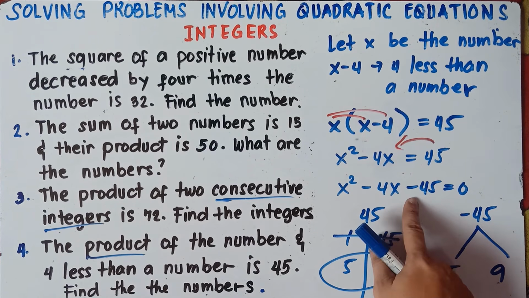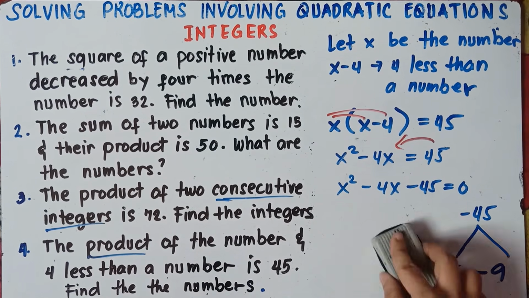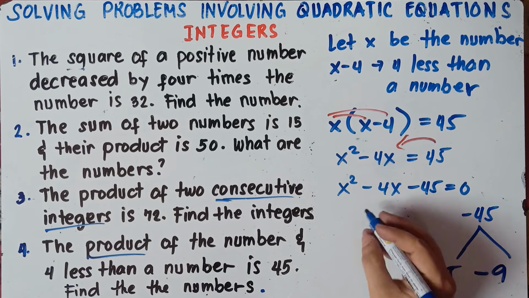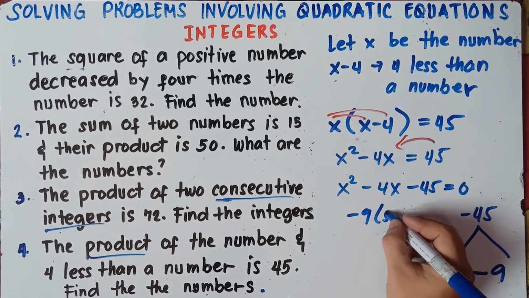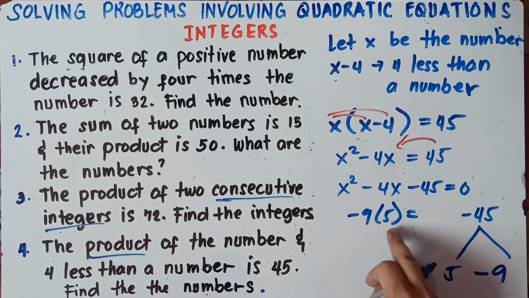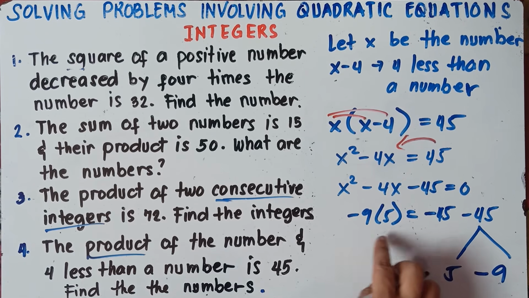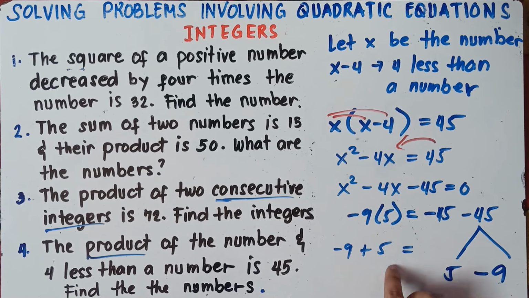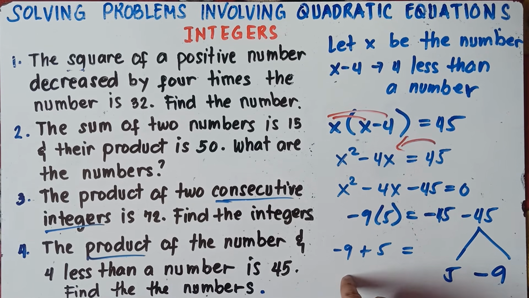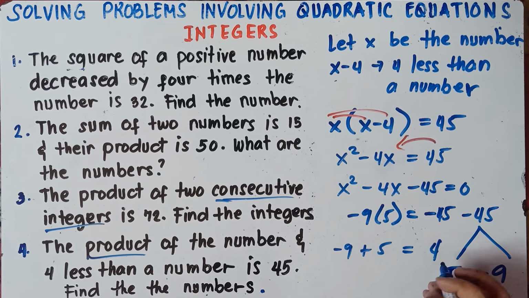Now, since this is negative 45 and we have negative 4, one number should be negative. So it should be negative 9. Why is that, sir? Because if you multiply negative 9 times positive 5, of course, unlike signs, the answer should be negative. Negative times positive is negative. 9 times 5 is 45. So we get negative 45. If we combine negative 9 with positive 5, if the signs are not the same, you subtract. 9 minus 5 is 4. Copy the sign of the larger number. Copy negative sign. So negative 4.